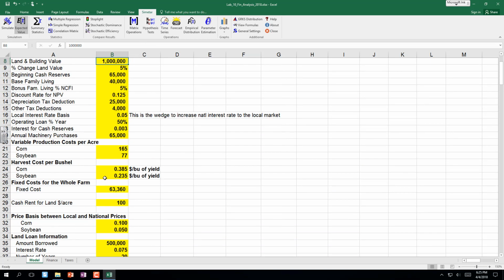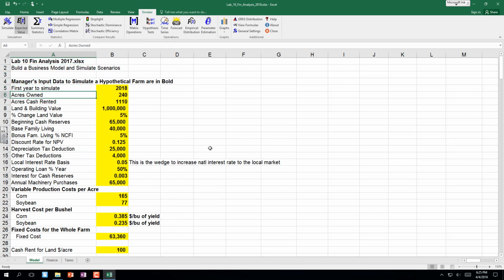We have to purchase $65,000 worth of equipment every year. Okay? Just to keep the farm stable. And we're not going to worry about trade-ins and all that. Okay. So, and we have an initial value of machinery, I think. Someplace we should have a beginning value of machinery. Is there one there? I don't see it. Should have been in assets.